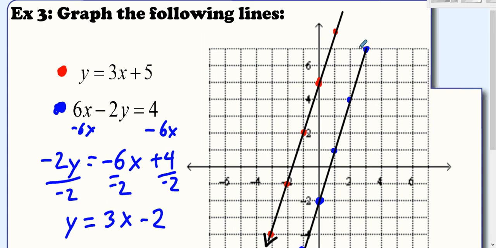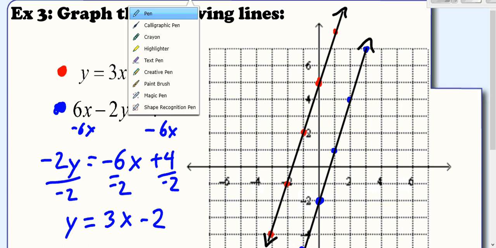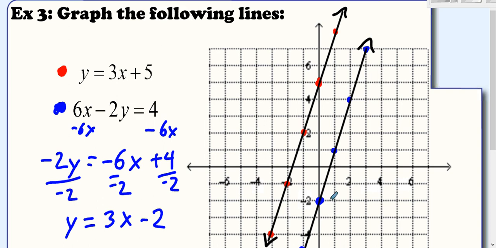So looking at these 2 lines, you could probably make a conclusion about them. Because this line that I did with the red points was going up 3 over 1, up 3 over 1. And so was the one with the blue points. Up 3, right 1, up 3, right 1. And also by looking at them, you probably can use a word to describe them. They look like they are parallel. Because they are parallel.